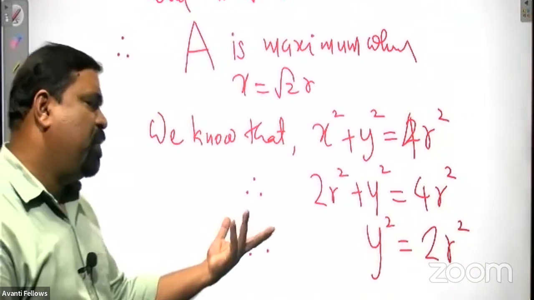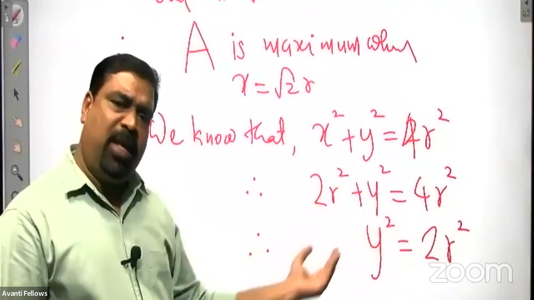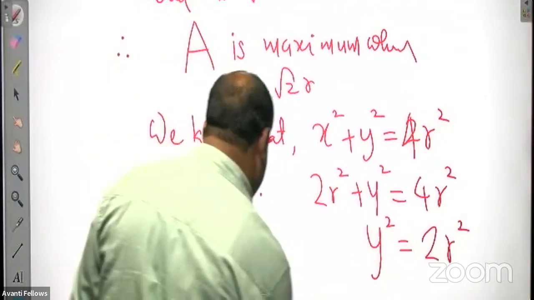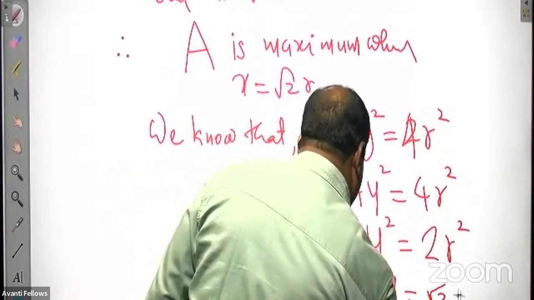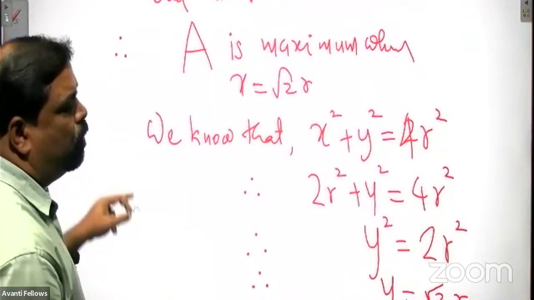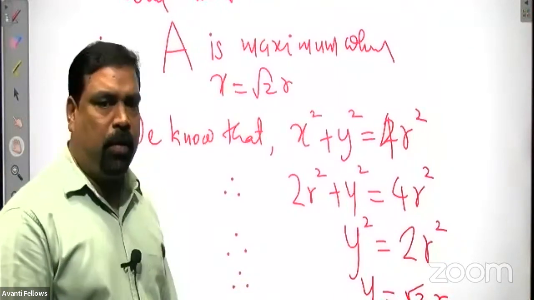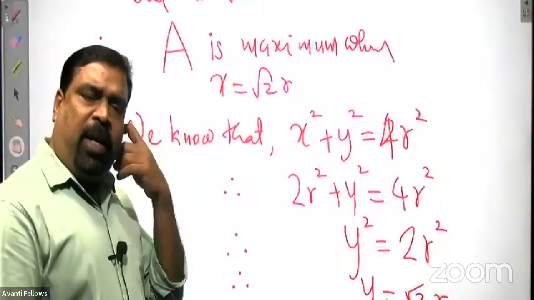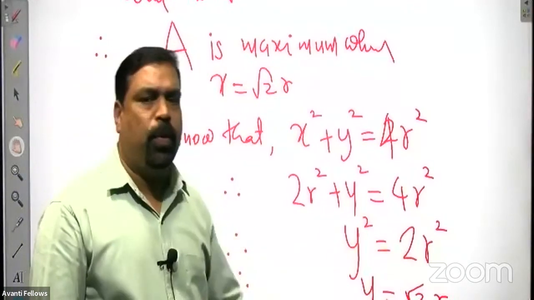So from here itself, it is clear. x square is 2r square, y square is also 2r square, means x square equal to y square, yeah, x equal to y. Otherwise, you can write y exactly. y is equal to root 2r. y square equal to 2r square means y is equal to root 2r. That means area is maximum. When area is maximum, x equal to root 2r, y is also equal to root 2r.